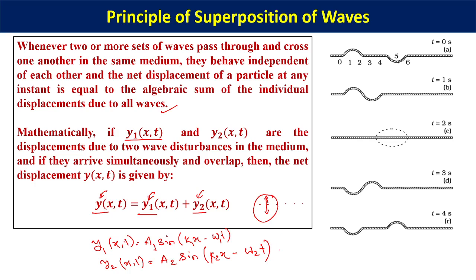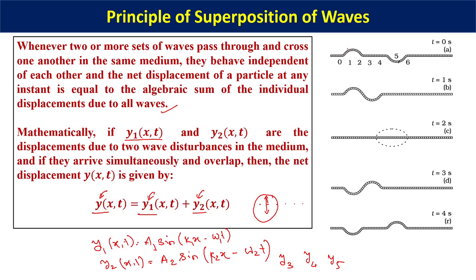Suppose we may have another wave as y3, y4 or y5. It doesn't matter how many waves there are, the superposition principle says that for all of them the net displacement of the particle will be given by the algebraic sum of all of them. So if there are more waves, it will be y1 plus y2 plus y3 plus y4 plus y5 and so on. Now pictorially we can understand this particular thing.